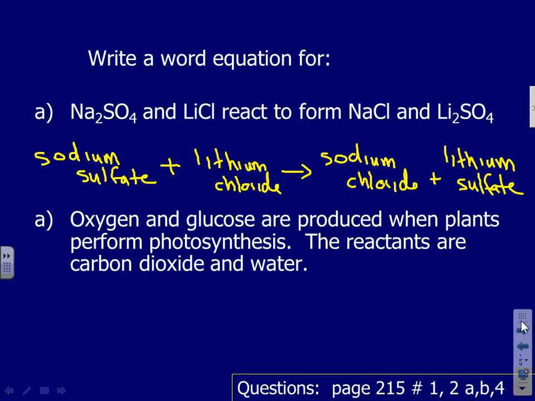Okay, so let's try the second one. The second one, you'll notice, is more of just a statement of what happens. Oxygen and glucose are produced when plants perform photosynthesis. The reactants are carbon dioxide and water. So for the chemical reaction, I just need the reactants listed and the products listed, separated by that arrow. So what are our reactants in this one? Yep. Carbon dioxide. Again, you don't have to write it down below. I'm just knowing I'm going to be running out of room here. Plus water.